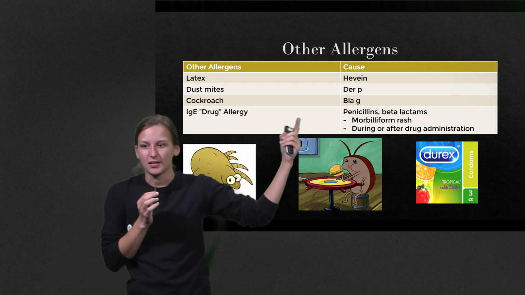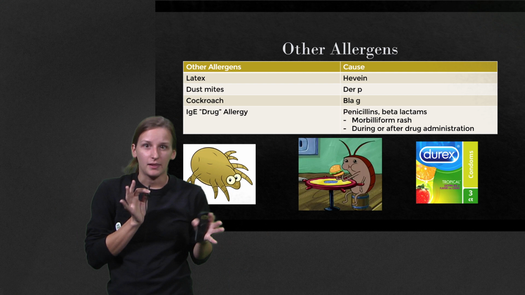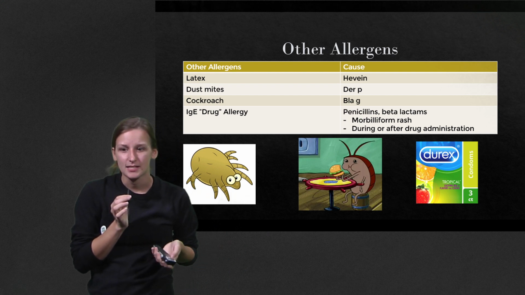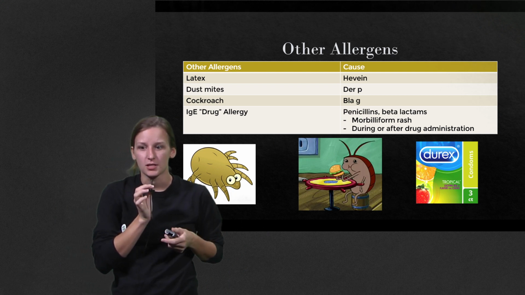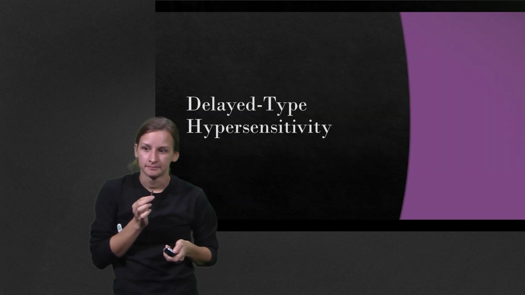Dust mites, I just think of "derp," like dust mites. Cockroach, blah, don't want those. And then penicillin can cause a drug allergy and cause a morbilliform rash.